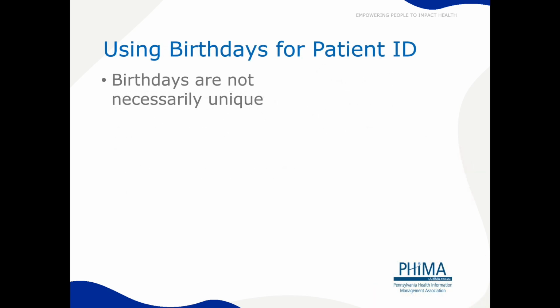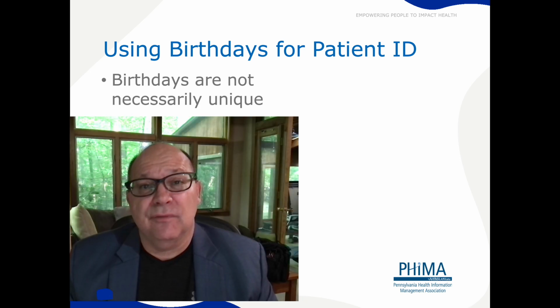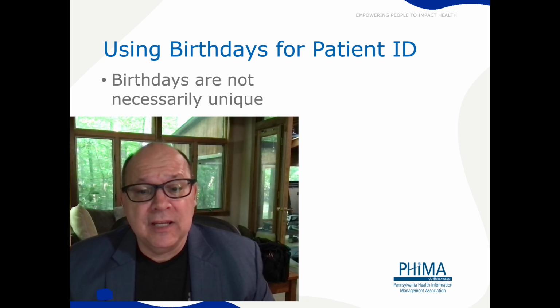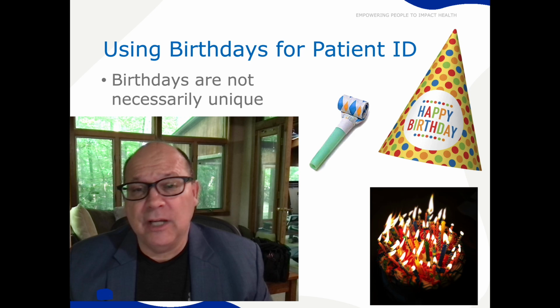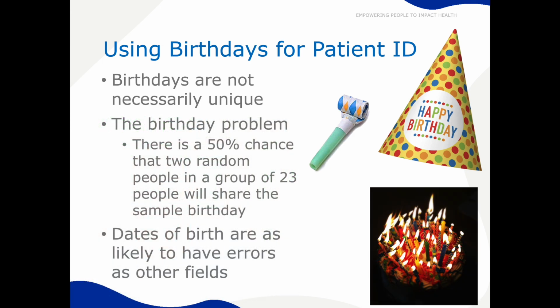Many don't think about how we search for patients to begin with, which is often by date of birth. But dates of birth are not unique. Consider the birthday problem. There's a 50% chance that two random people in a group of 23 will share the same birthday. So we have to be really cautious looking up people by date of birth and last name only because they're not unique and both are error prone.